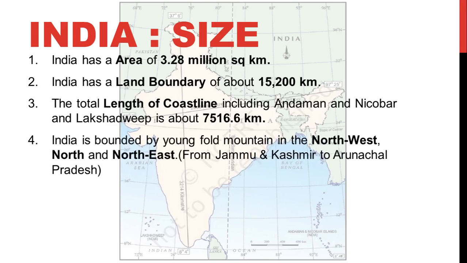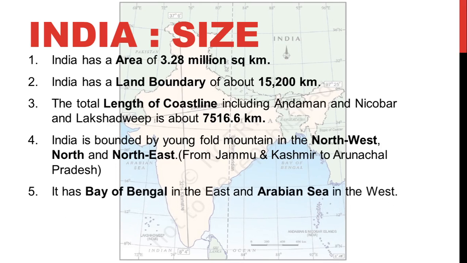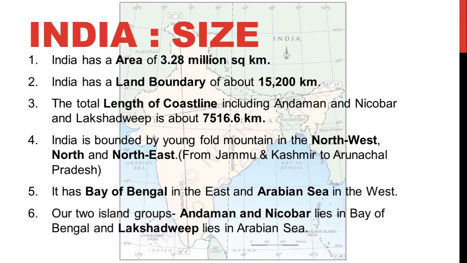India is bounded by the Himalayan Mountains in the north, west, north and northeast, from Jammu Kashmir to Arunachal Pradesh. It has the Bay of Bengal in the east and the Arabian Sea in the west. Our two island groups, Andaman Nicobar, lies in the Bay of Bengal and Lakshadweep lies in the Arabian Sea.